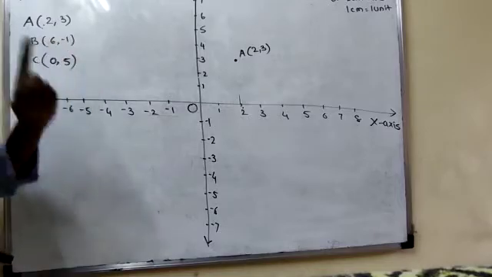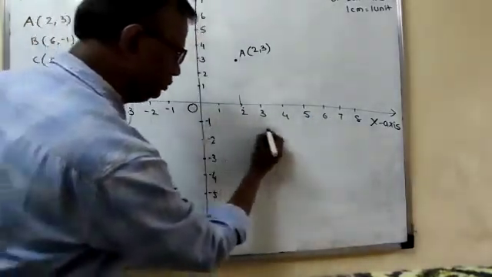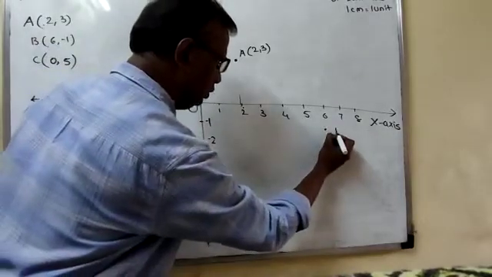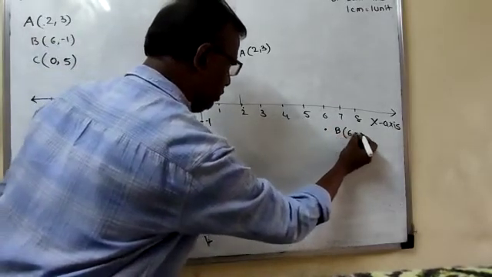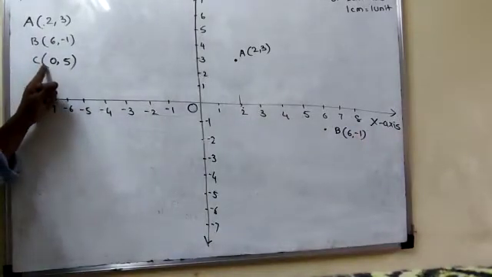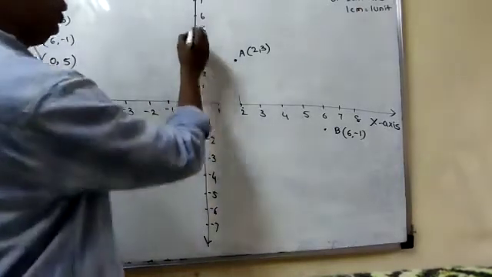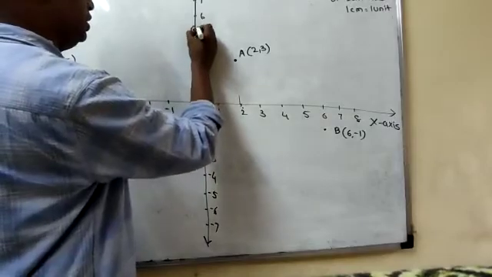Now B coordinate 6 and minus 1. Plus and minus. Which quadrant? Fourth quadrant. 6 and minus 1. This is B. C is 0 and 5. X coordinate is 0. 0 means what? Axis. So x is 0, so on the y axis, 0 and 5. So this is your C.